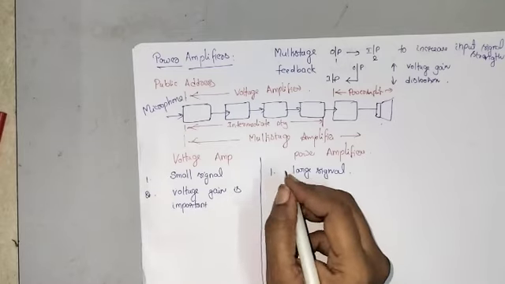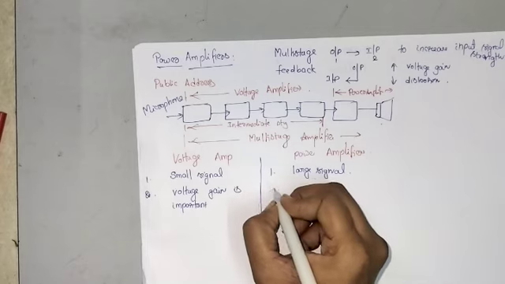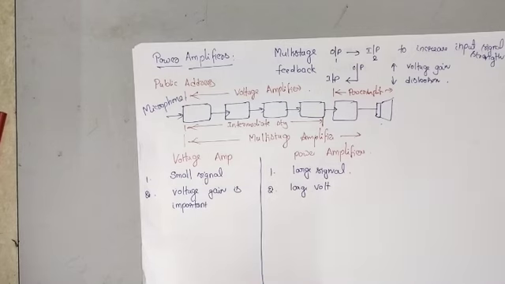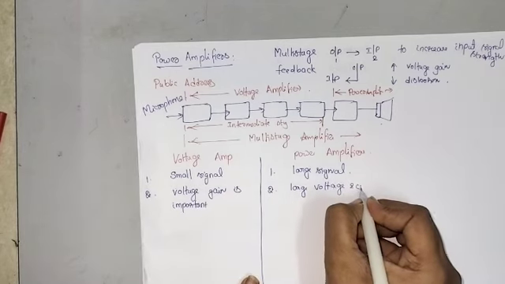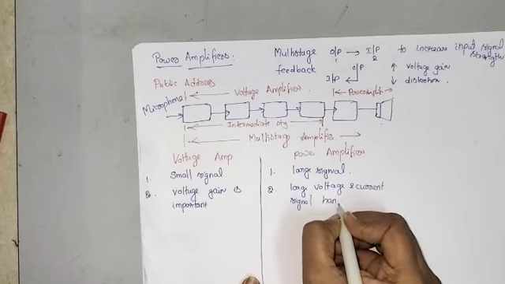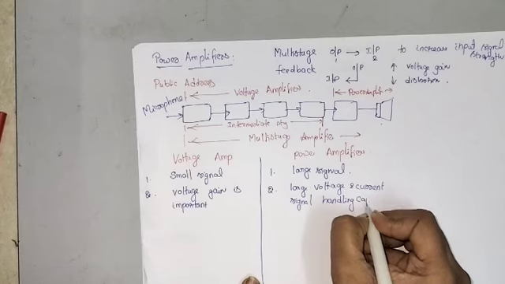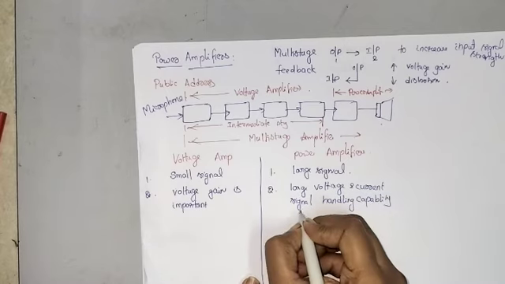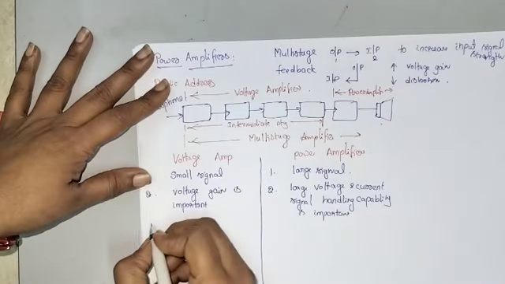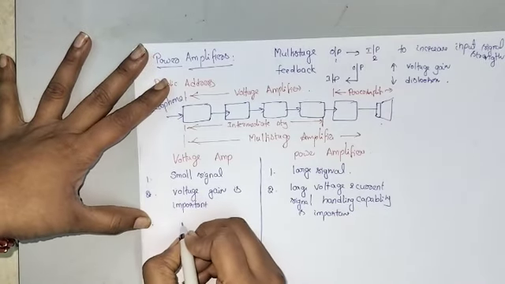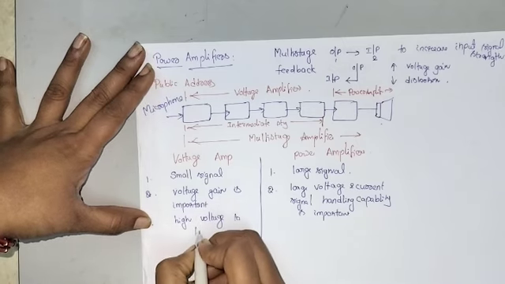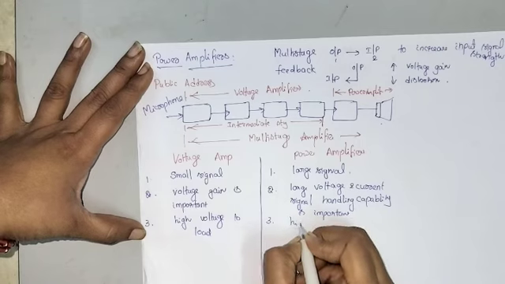So here large voltage and current signal handling capability is important. This point is very important. Large voltage and current signal handling capability is important. Okay, so for the voltage amplifier the basic function is to provide high voltage to the load. Here, reversed, high power to the load.